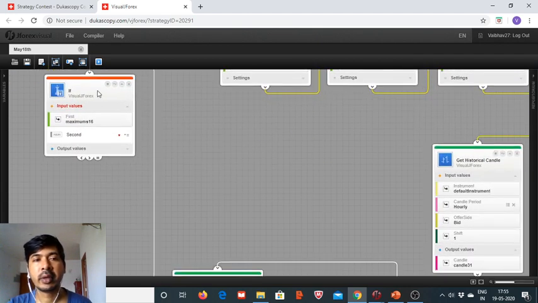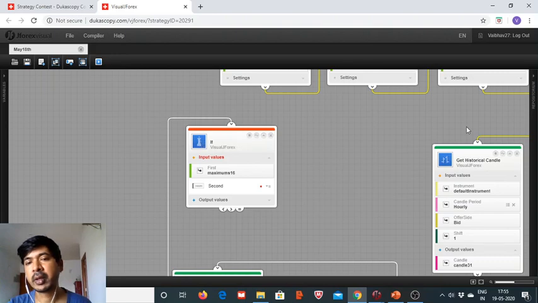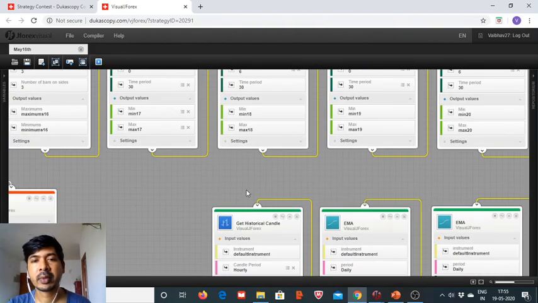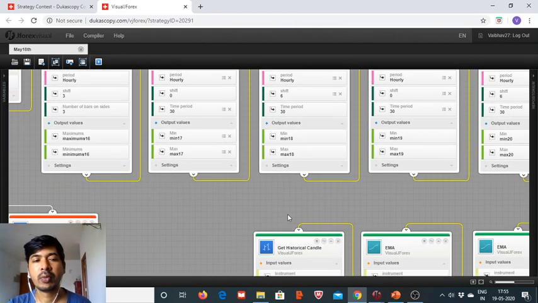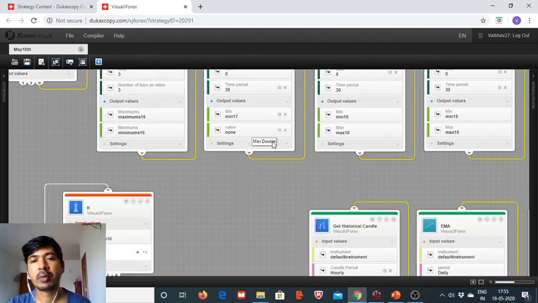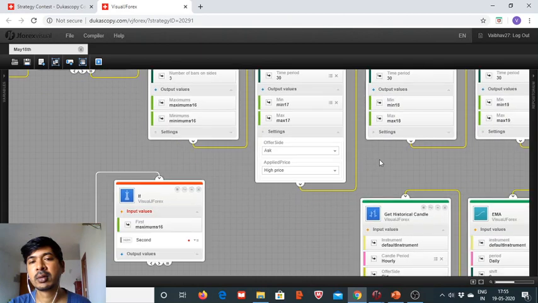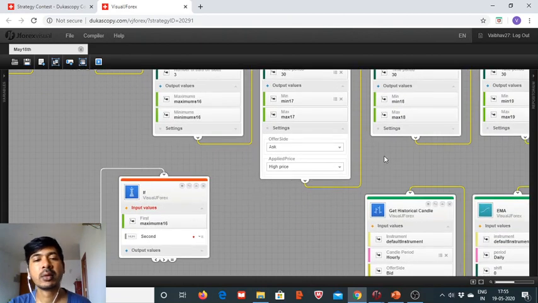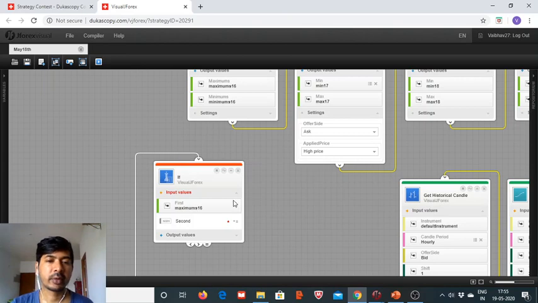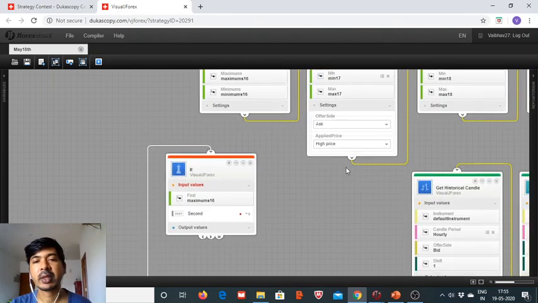So here we compare this to the current maximum value of the ask. No. Oh, actually, this maximum condition should be set for the sell side.